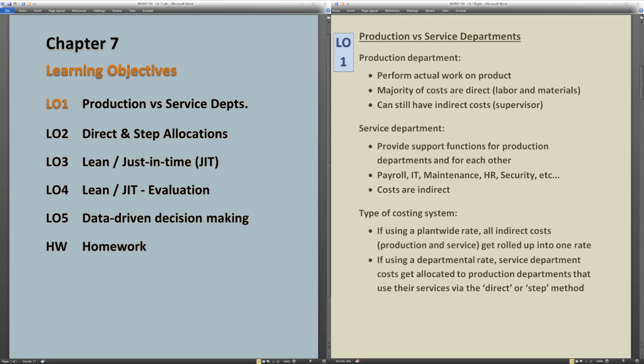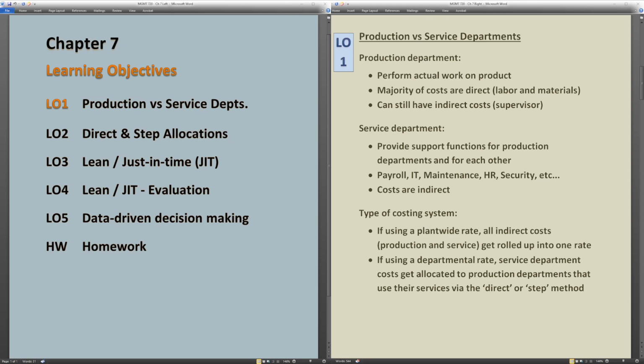production department performs the actual work on the product. And that makes things a little easier because a majority of those costs are direct, such as labor and materials. And in a previous chapter, we talked about direct labor and direct materials. Those are traceable to the actual product. In other words, if we want to know how much cost each of these inventory items bear, we need to be able to trace the cost to them. So direct labor, people who directly work on the product, and materials that go directly into making the product, are fairly easy to trace. It's all of the indirect costs.